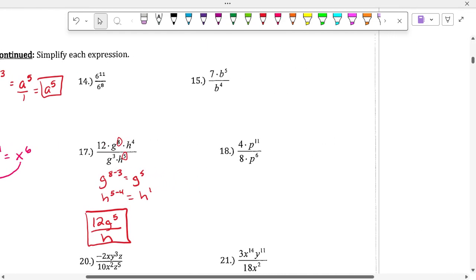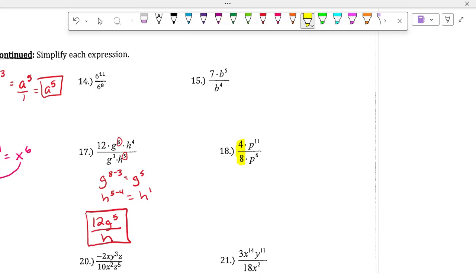For this next one, something to be careful about is if you have two coefficients, one in the numerator, one in the denominator, you're essentially just simplifying that fraction. So this would be 4 over 8, which simplifies to 1/2. So we would start this as 1 over 2. Then we would subtract p to the 11th minus 6, which would give me p to the 5th. And since the 11's in the numerator, I'm going to put the p to the 5th back in the numerator. To clean it up a little bit, I'm just going to rewrite it without the 1 because it's unspoken. So p to the 5th over 2.